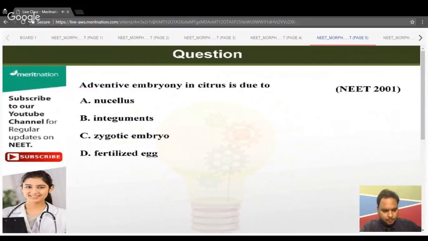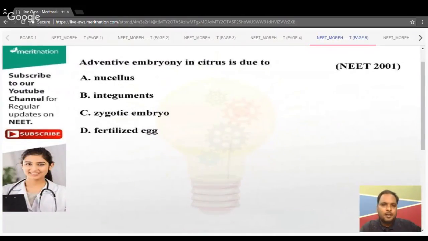Another very important topic you might study in flowering plants, and you might study in morphology, is called adventive embryony. In citrus, it is due to. Now, let us try to understand the answer to this question. If you remember reproduction and flowering both, okay, you can answer this question very easily. First of all, you need to know adventive embryony. What does it mean?